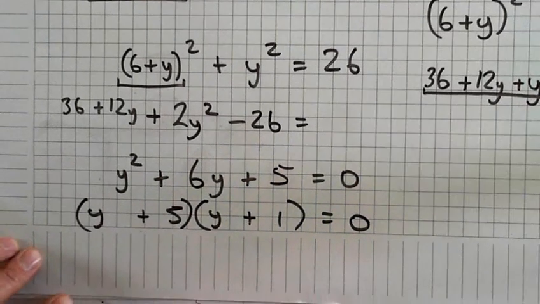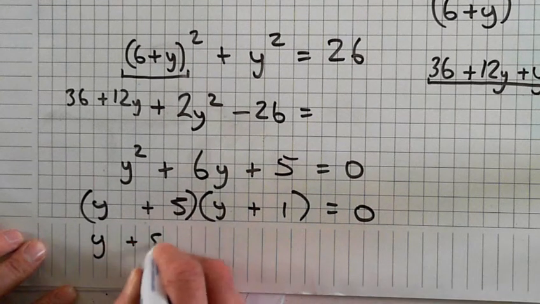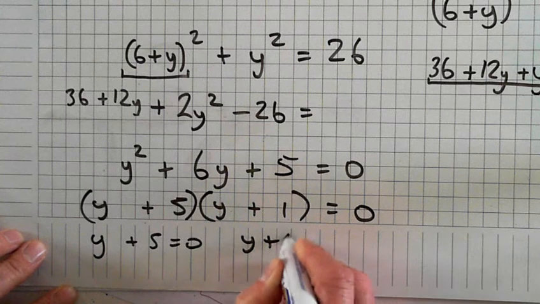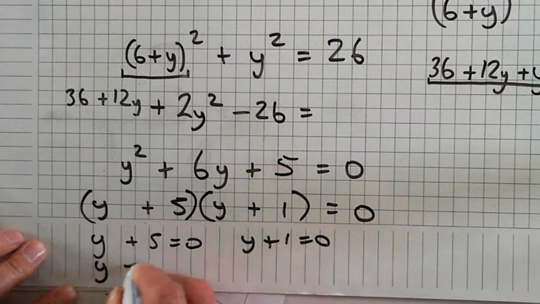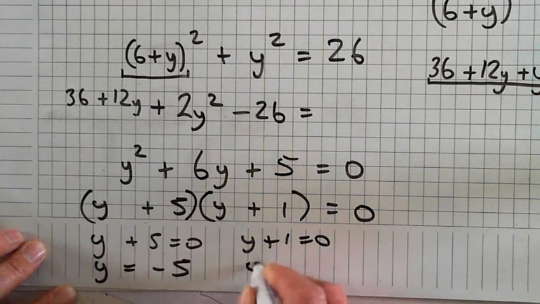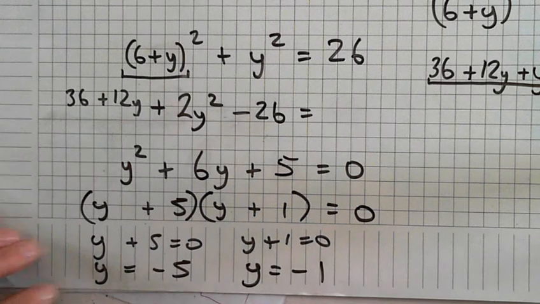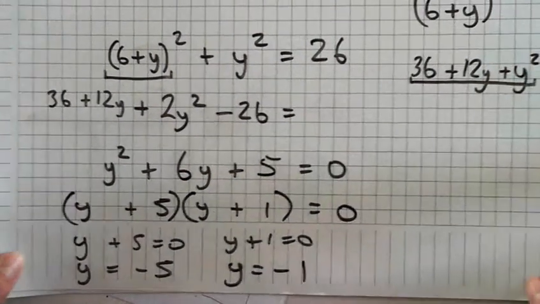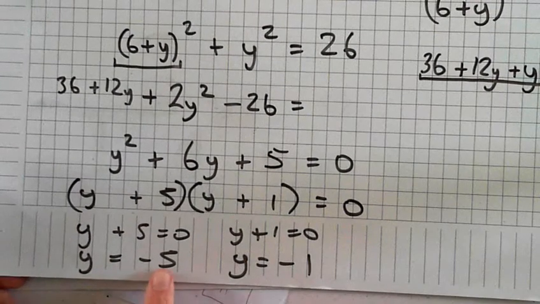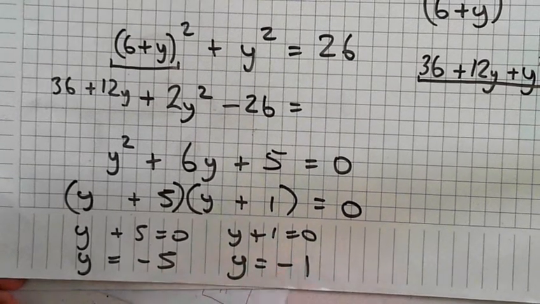So we've got y plus 5 is equal to 0, and y plus 1 is equal to 0. Y is equal to minus 5. Y is equal to minus 1. That's step 2 done: y is equal to minus 5, and y is equal to minus 1.